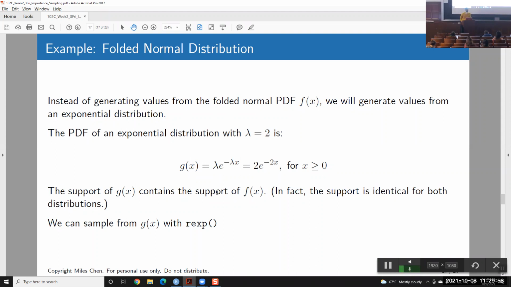The exponential distribution is used for how long did you have to wait in line, right? Your wait time. So the minimum wait time is 0, and then maybe you have to wait a long time, okay? So that's the exponential distribution, and we are able to generate values from it. I know we're able to generate values from the normal, but we're pretending like we can't. So let's say I am able to generate values from the exponential distribution. Here is the PDF for the values I am able to generate, 2e to the negative 2x.